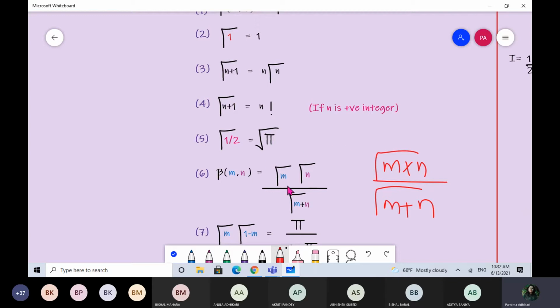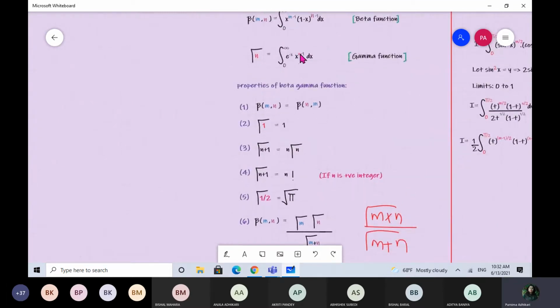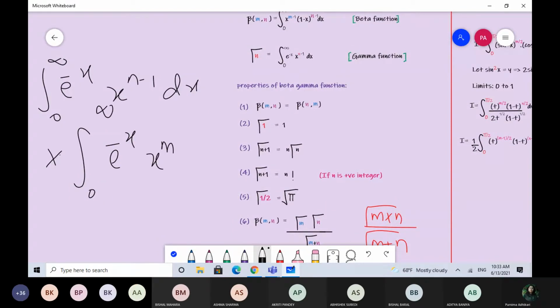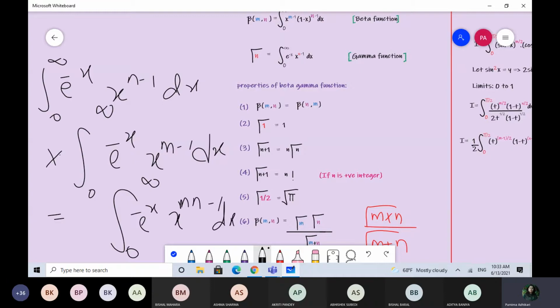If we could write it this way, then why don't we? What is gamma m and gamma n? Gamma m is this integral where n is replaced by m, and gamma n means this integral where definitely n is n. So these are two separate integrals. How can we write these two integrals? We cannot write it like this. Let me show you. 0 to infinity e to the power minus x, x to the power m minus 1 dx, you do the multiplication of the integrals. Can we write it this way? 0 to infinity e to the power minus x, x to the power mn minus 1 dx. Can we write it this way?